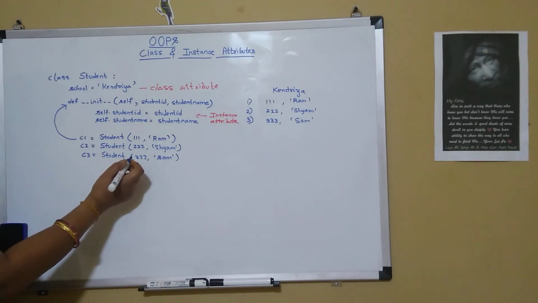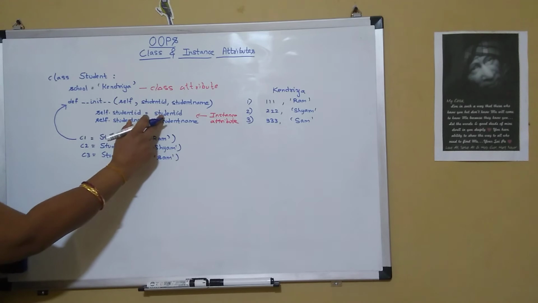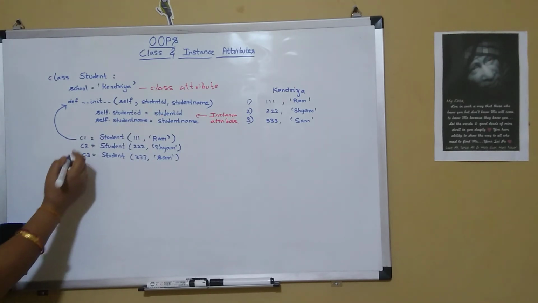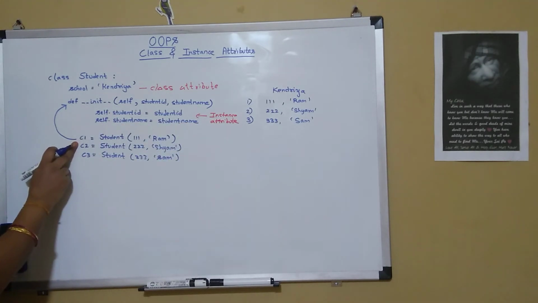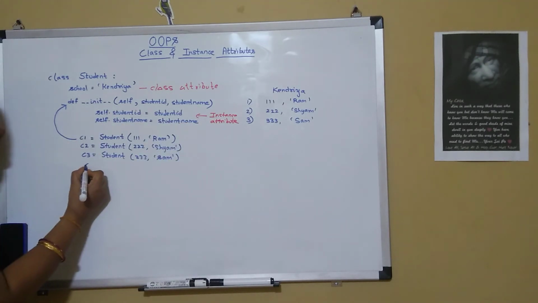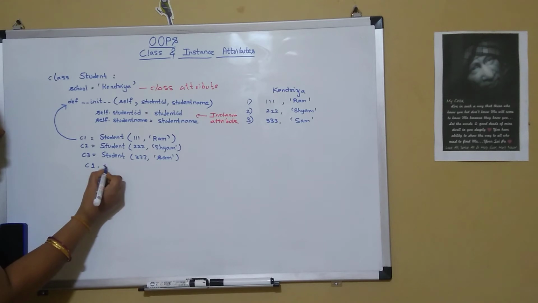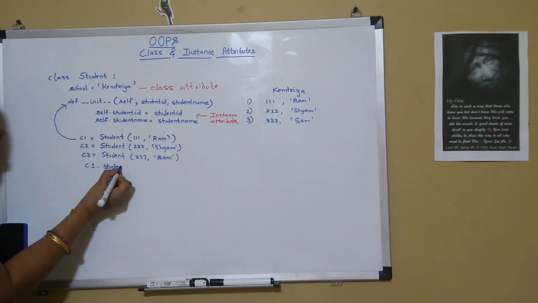And now suppose I want to print my student ID. It is an instance attribute. It should be printed with the help of the object name. So it should be C1 dot student ID.